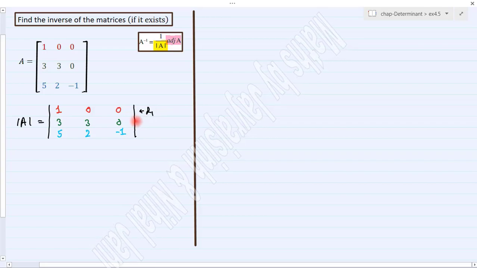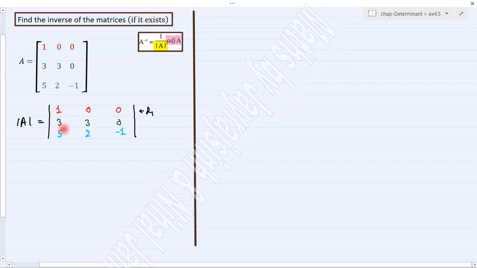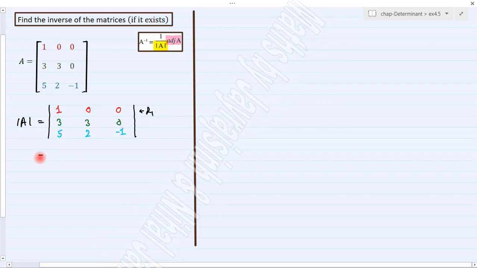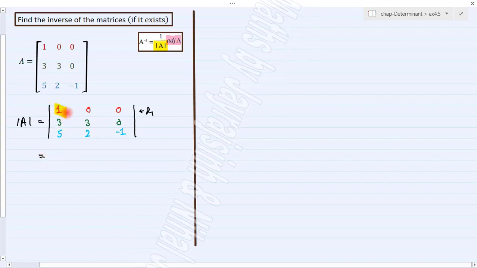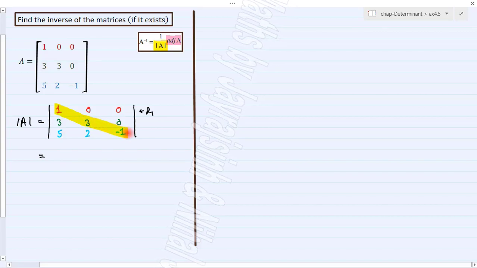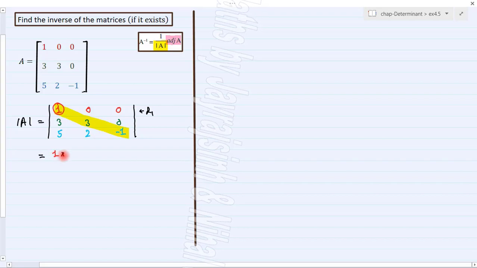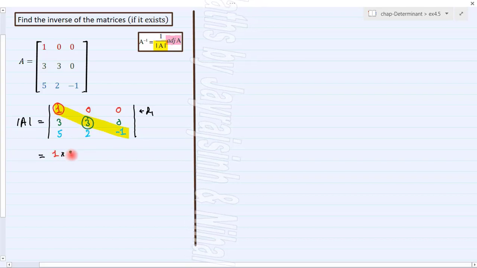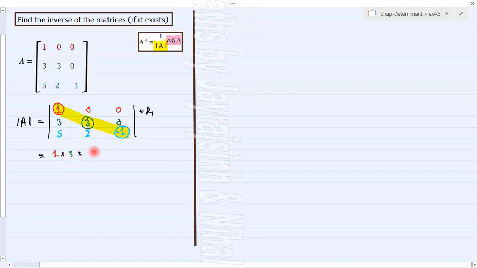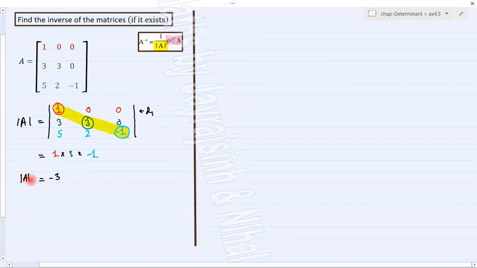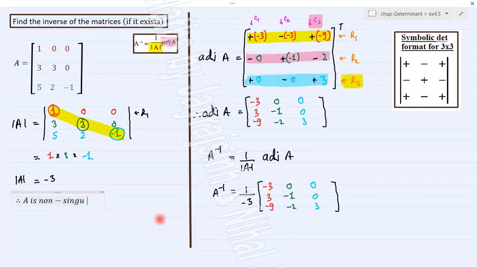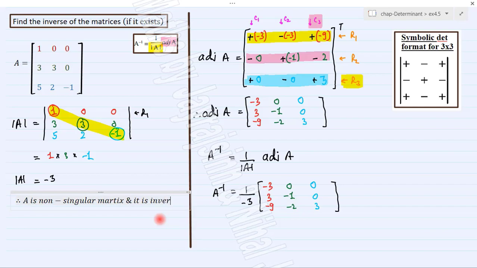But here, you should notice that your matrix is a lower triangular matrix. So its determinant can be easily found by multiplying principal diagonal elements. In this case, we have 1 into 3 into minus 1. So the determinant of A is nothing but minus 3. Therefore, A is a non-singular matrix and it is invertible.